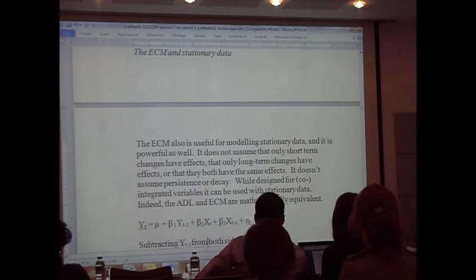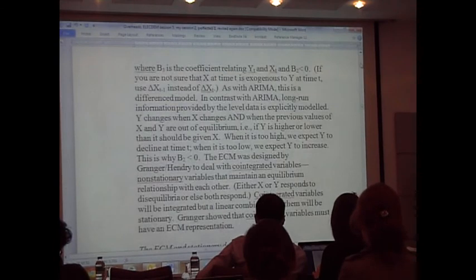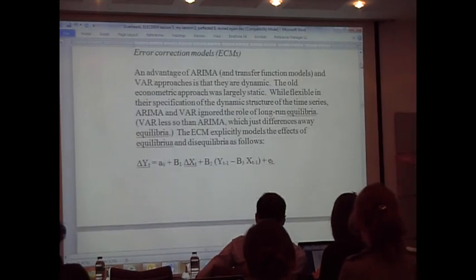So you may say, hey, I think it's short term that matters. If you think it's short term, and you say, I don't need this model, all I need is changes in y and changes in x, right?